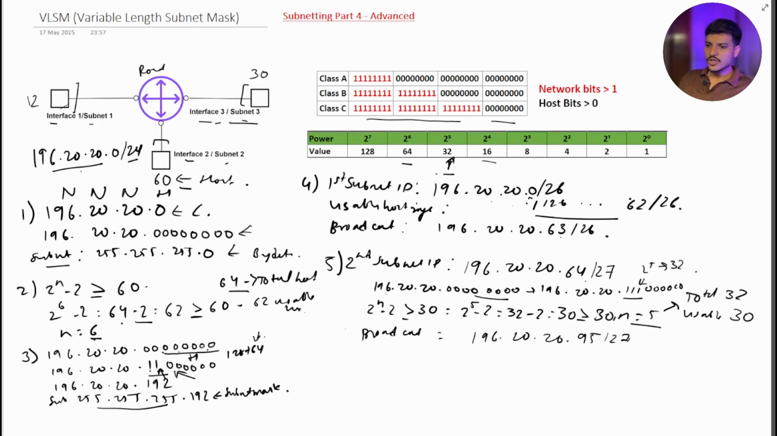So what will be our usable host range? It will start somewhere from .65 and it will go till .94. So this would be our usable host range.